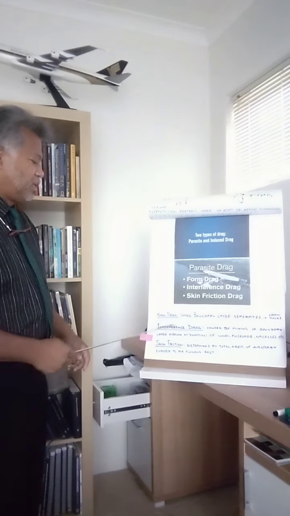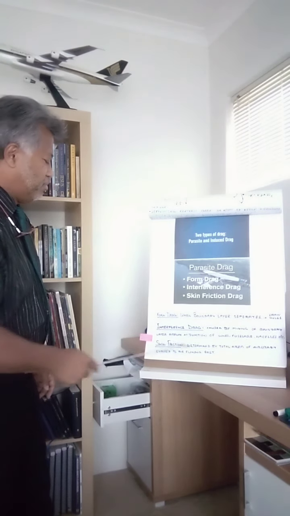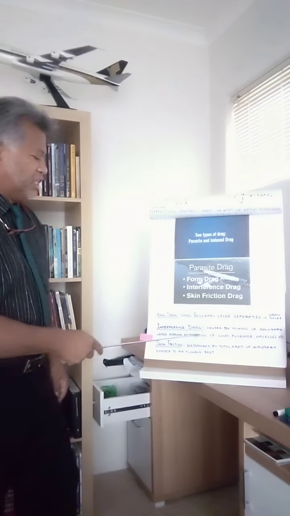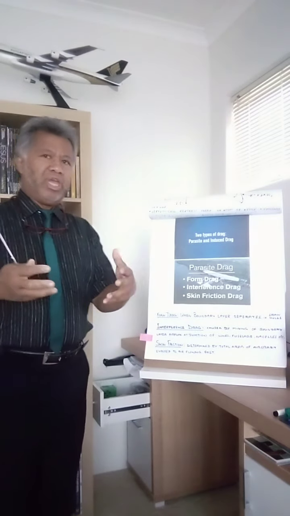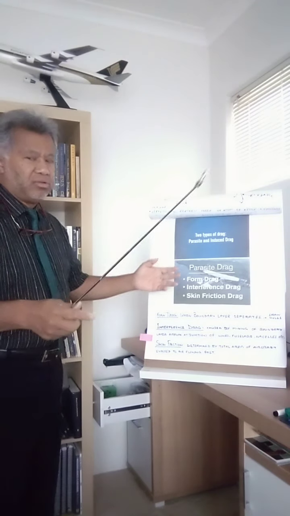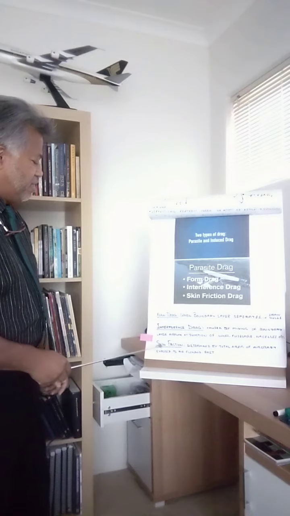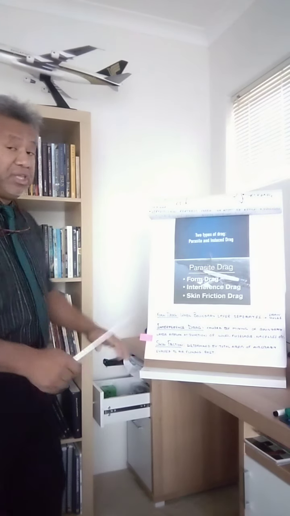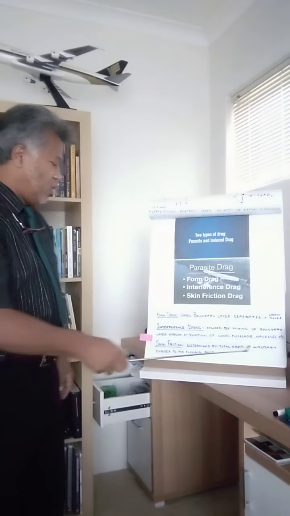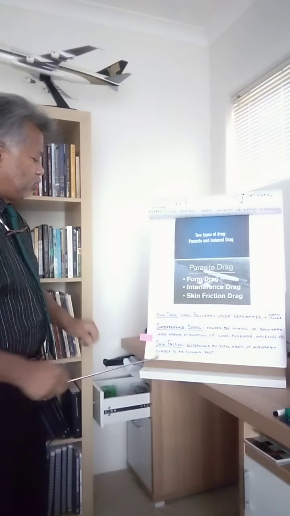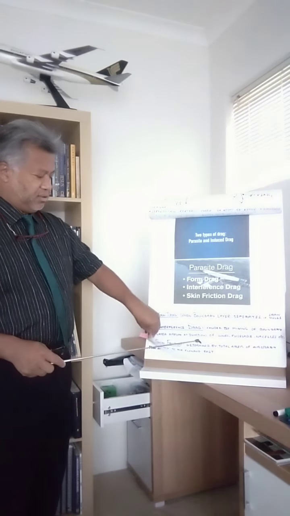Interference drag basically is caused by the mixing of the boundary layer of airflow at the junction of, for example, wings, fuselages, nacelles, and so forth. Then we also have skin friction, which is determined by the total surface area of the aircraft that is exposed to the air flowing past it.